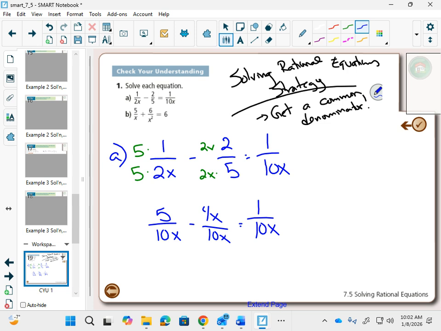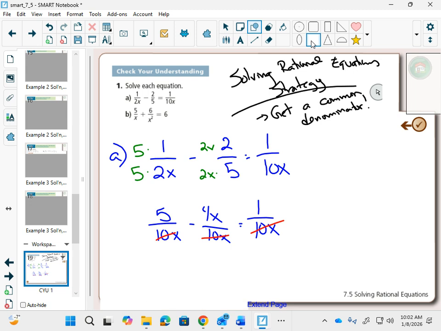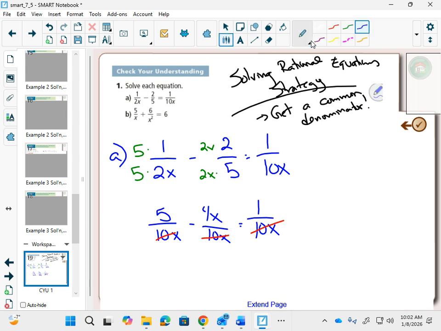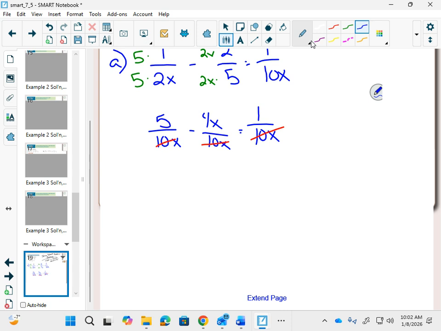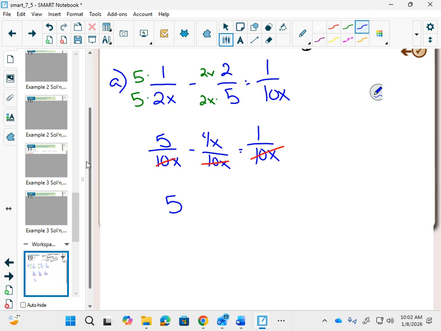And once you have that common denominator, you can multiply both sides by 10x, which would simplify with the denominator and just go away, which is really nice. And I'm left with 5 minus 4x equals 1.